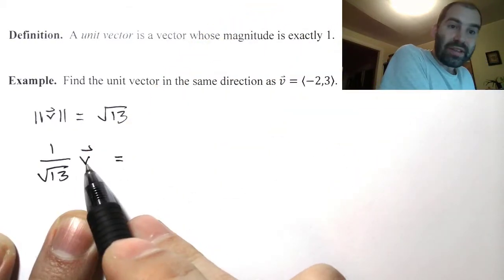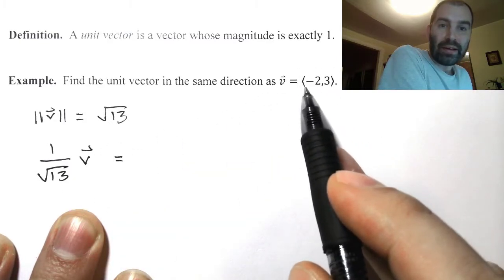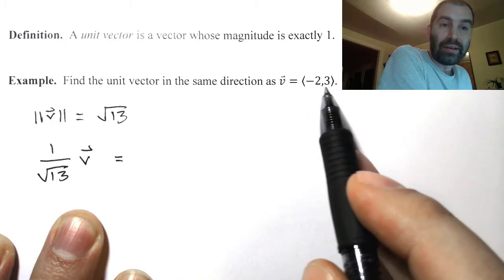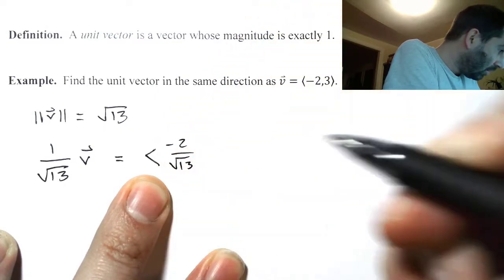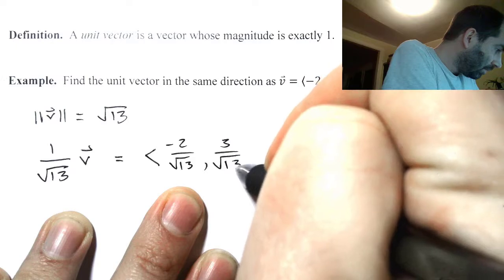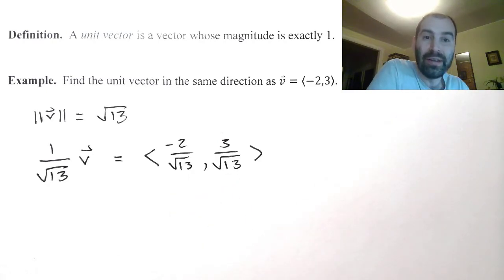Well, what is this? If I'm going to multiply this by 1 over root 13, I'm just going to pull that 1 over root 13 inside and multiply by each of the components. So this is going to be the vector, there we go. That's guaranteed to have length 1. Now, if you don't believe me, go ahead and check it. Use the formula for magnitude, the Pythagorean theorem, and verify that this thing does indeed have length 1. You'll see that it does. All right, so that's how we find a unit vector pointing in the direction of a vector.